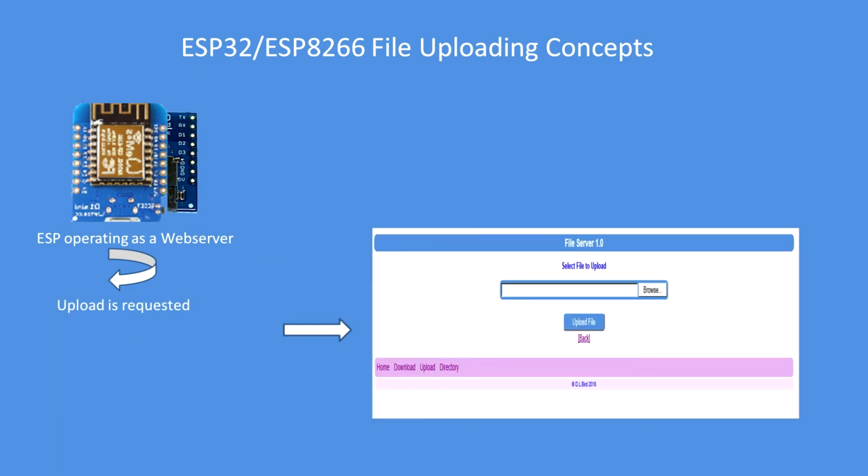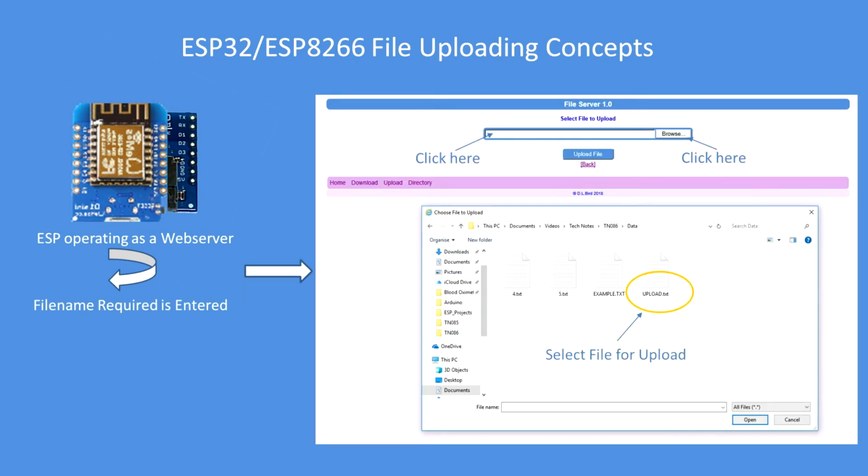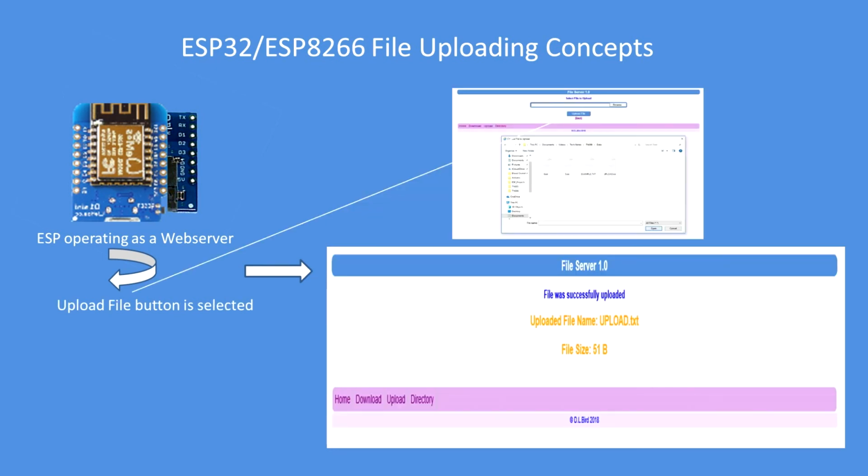I'll request an upload, and you get presented with this input field. Again, click in the box or click the browse button to select the file for upload. The server responds with a file download dialog box. Select the file you wish to upload. You can either double click it or type in the file name in the file name box. When the transfer is complete, it gives advice of the file that was uploaded and the file size.